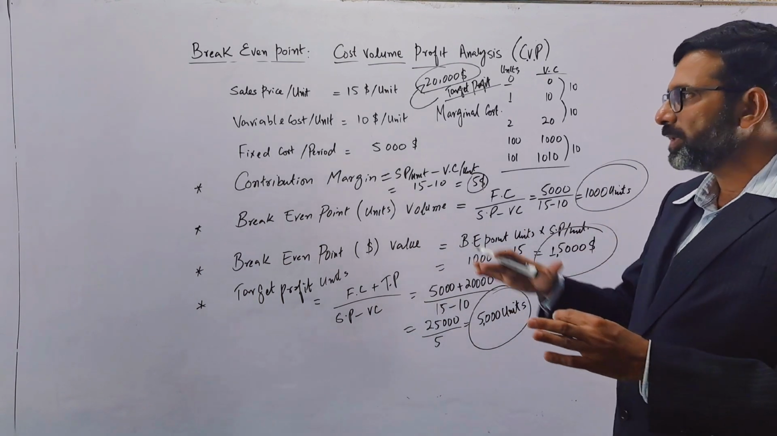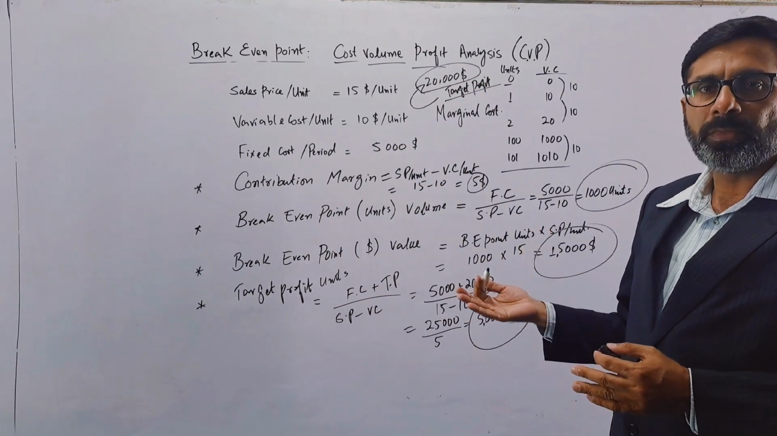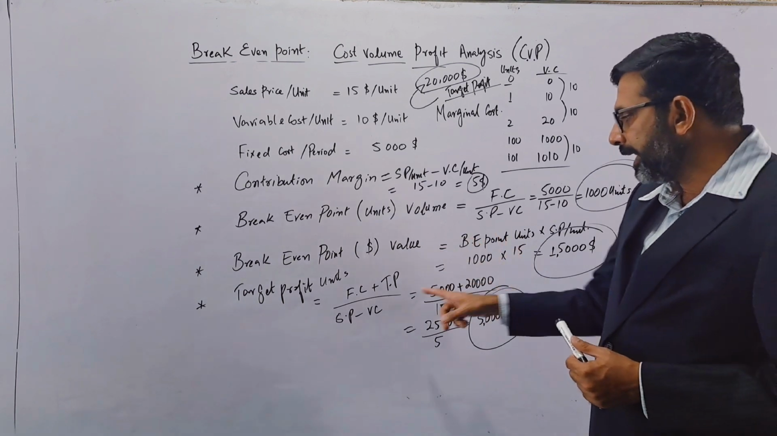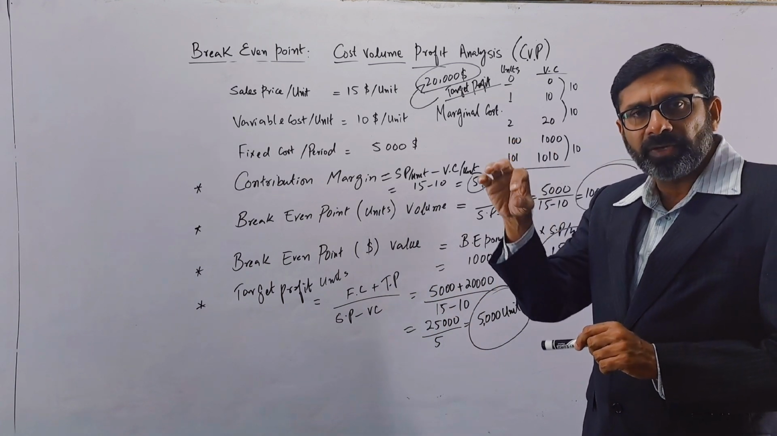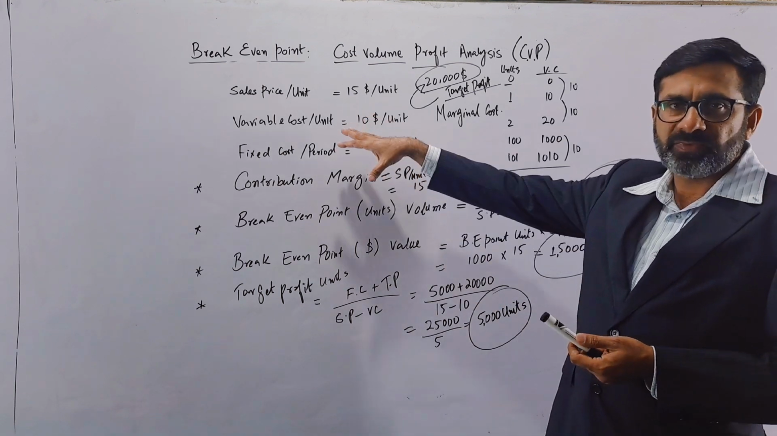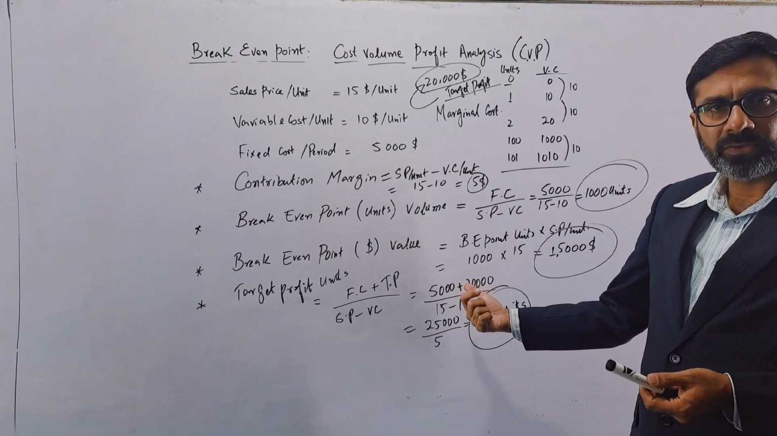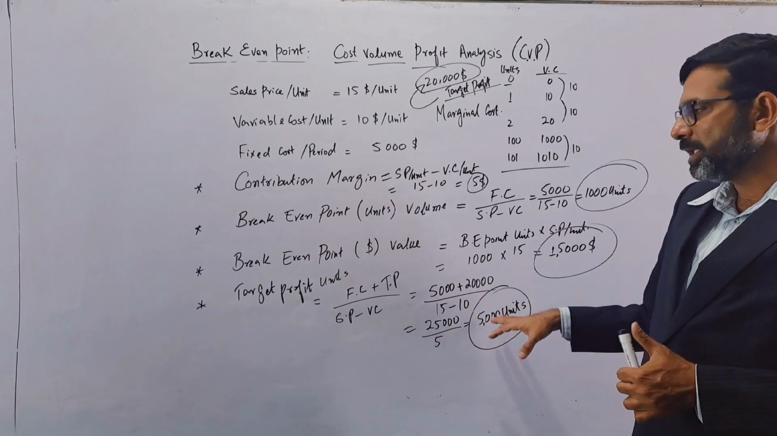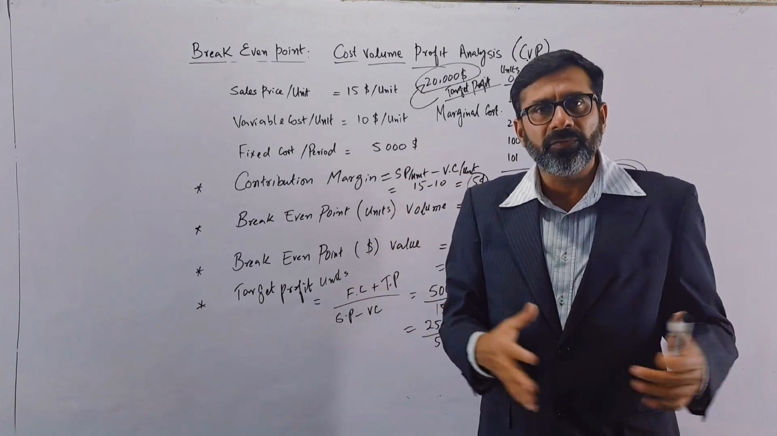So this is the concept: we have the contribution margin, the break-even point in volume, or the number of units, and the break-even point in value. And then the target profit units, meaning if they want to achieve some specific profit, they are asking how many units they have to sell at the specific price, at the specific cost. So the answer is that to get a profit of $20,000, they have to sell 5,000 units. So this is the concept of break-even point, the cost, volume, profit analysis.